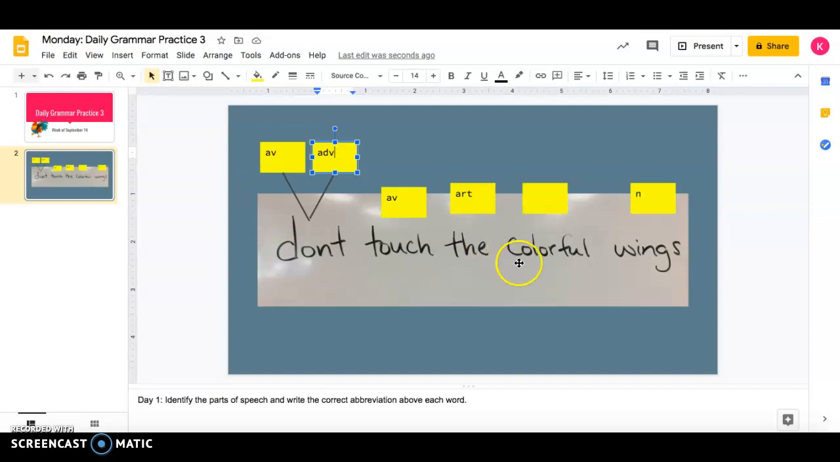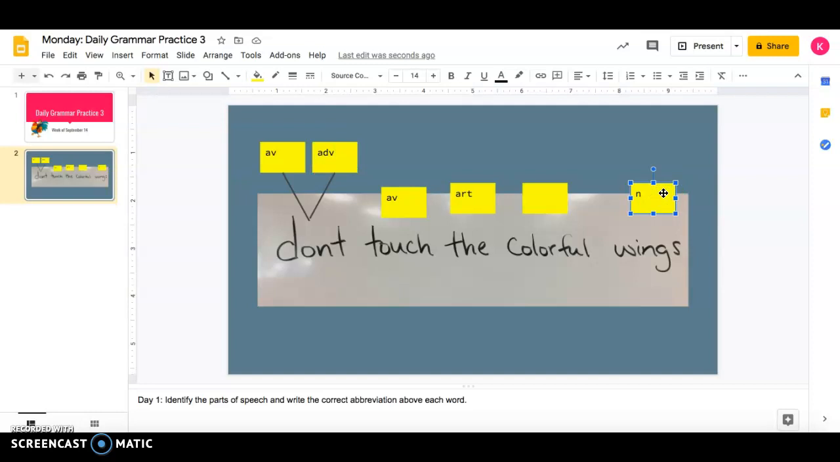Moving on, we have our last word here, colorful. So we need to think about what the word colorful is doing in our sentence. In this sentence, the word colorful is describing something. Is it describing don't? Is it describing touch? Is it describing the? Or is it describing the wings? In this sentence, the word colorful is describing the wings, which wings is a noun.